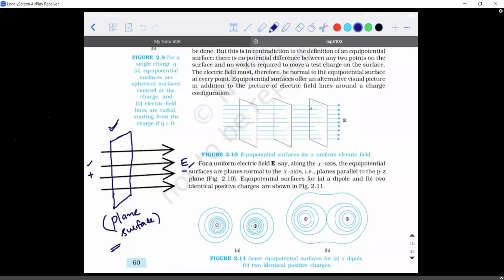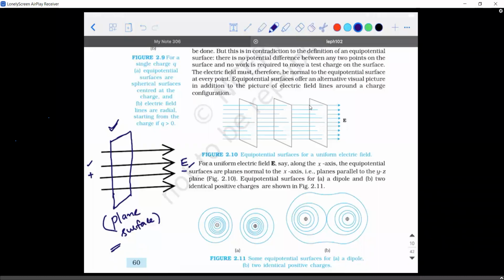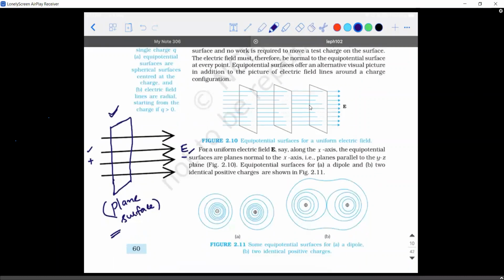So like this, if you keep on drawing, you can draw any number of surfaces. That purely depends on your interest of study, at what distance from the charge distribution. That's a problem-specific question. Okay, sir, I understand. So this is the point noted.